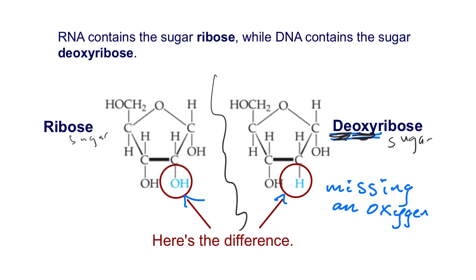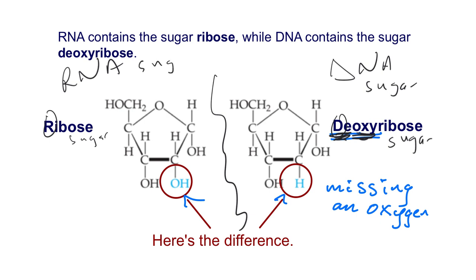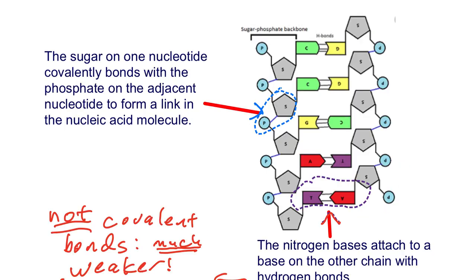So ribose means the sugar in RNA, and deoxyribose is the sugar in DNA. Each nucleotide has ribose in it if you're RNA, and each nucleotide has deoxyribose if you're DNA. So let's go back to the DNA molecule.